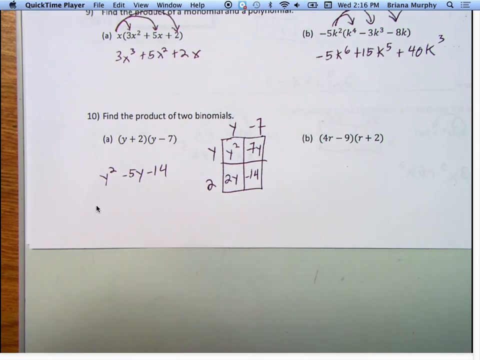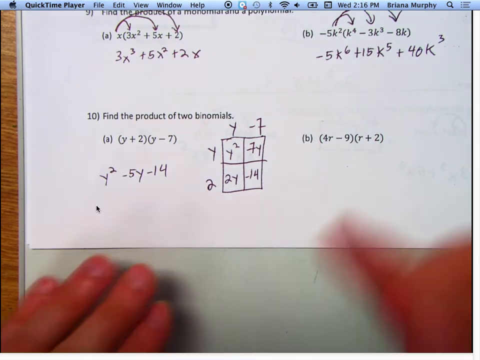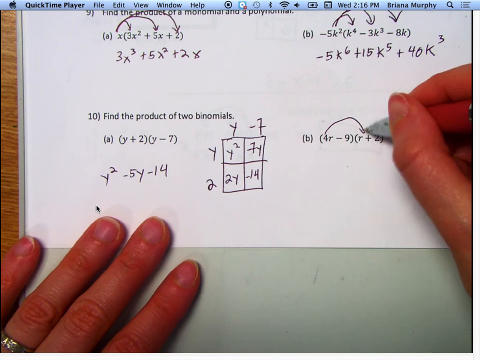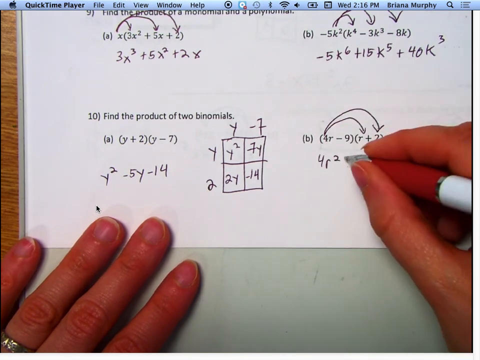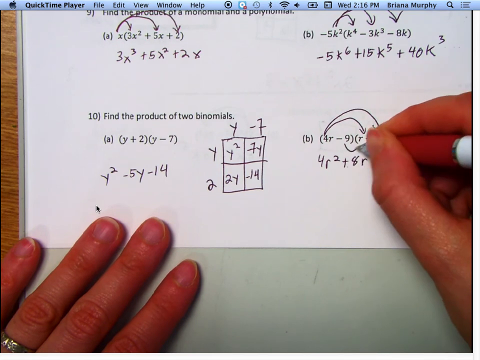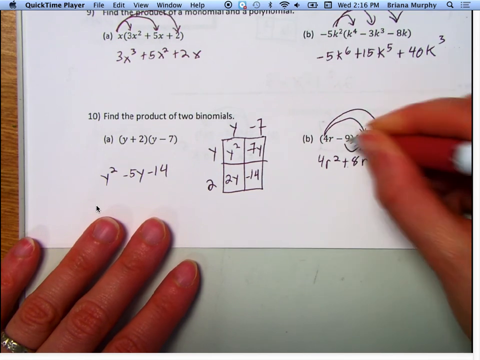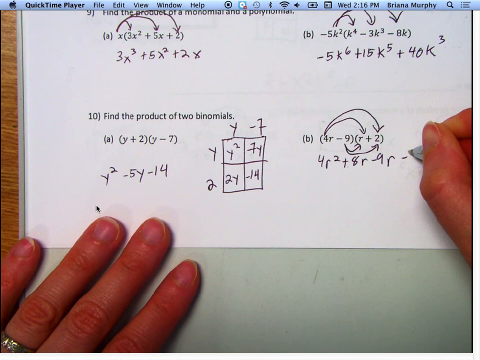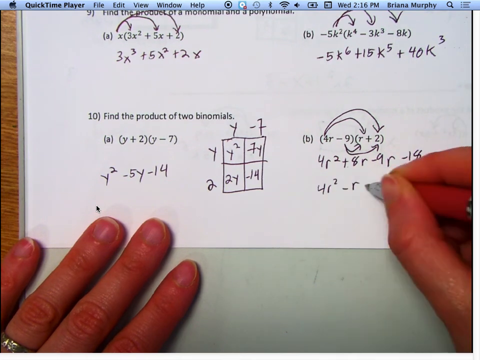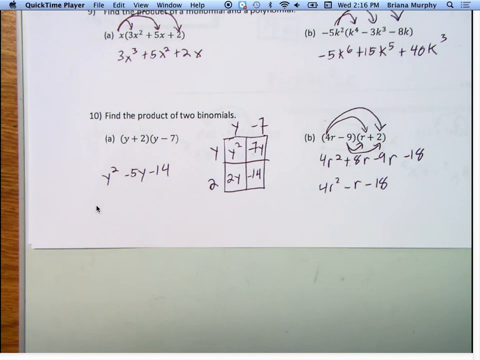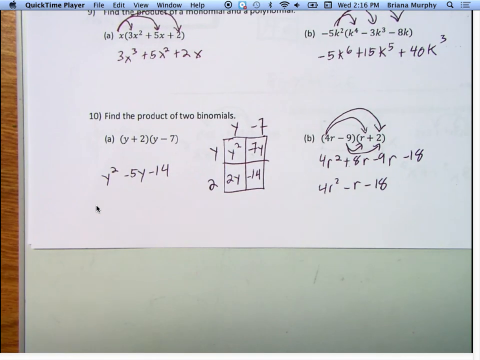Okay? I'm going to do the next one by foiling because I never do it that way, and some of you like it. I get 4r squared plus 8r minus 9r minus 18. So that's 4r squared minus r minus 18. Good. Turn it over.